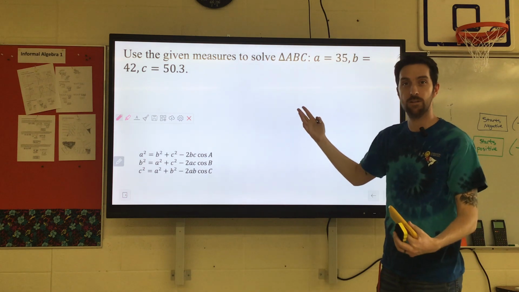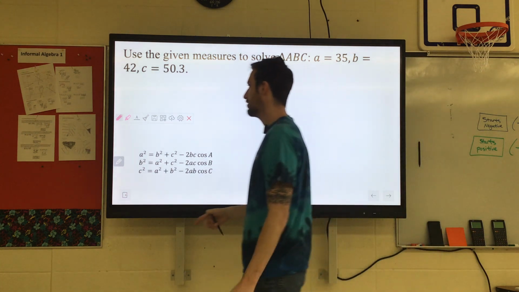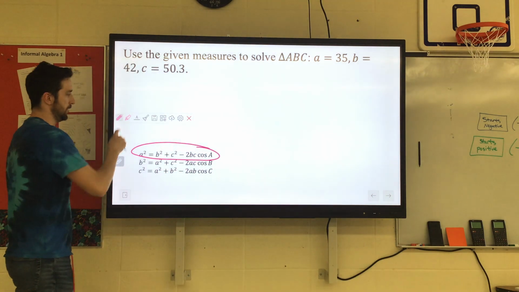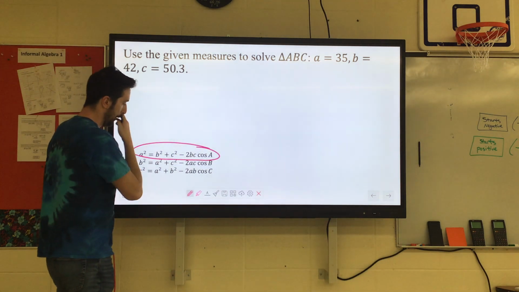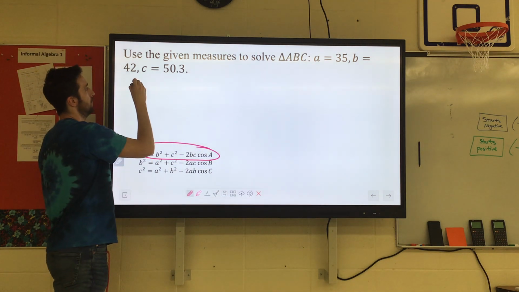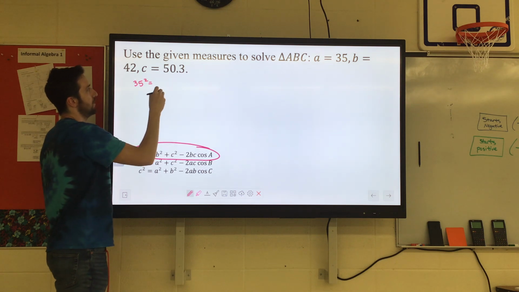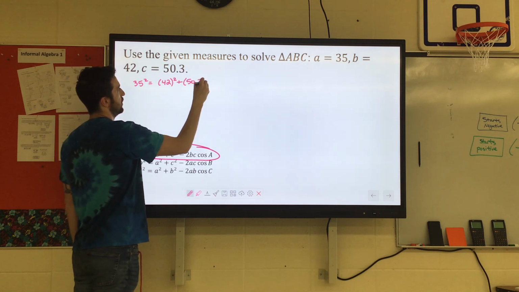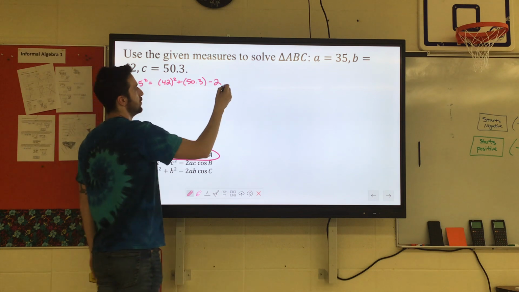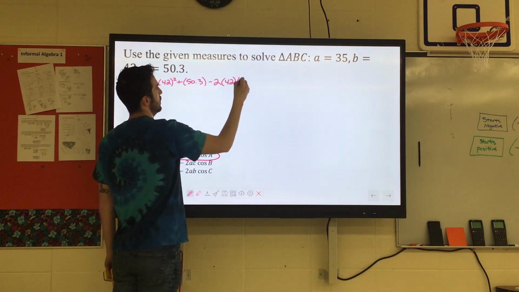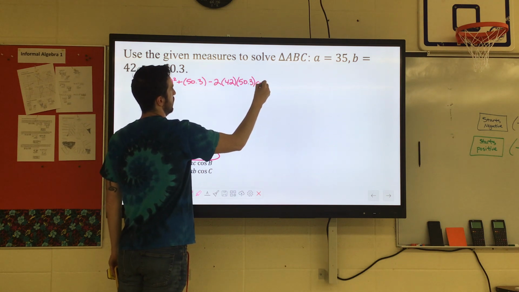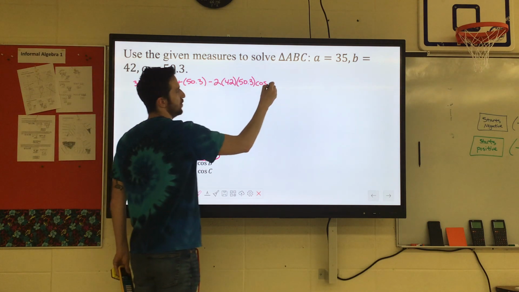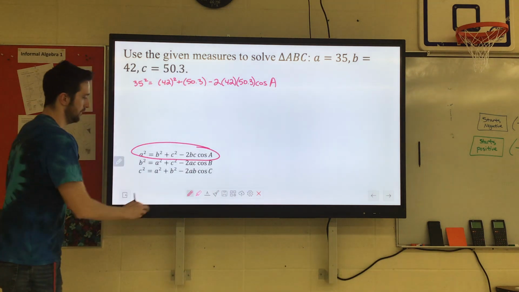We could work on whatever you want here. Let's say they gave us A. Let's go with A. So we're going to figure out angle A using this formula. So let's drop in our stuff here. So we have side A squared, 35 squared, equals the other 2 sides squared, 42 squared plus 50.3 squared. It's always minus 2 times those same 2 numbers, 42, 50.3, and then cosine of the angle that corresponds with this side. This was side A, so we're going to be doing cosine A over there.